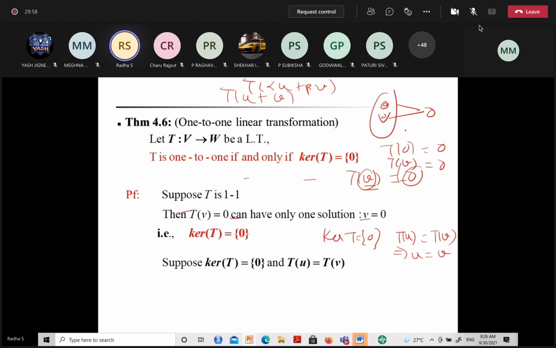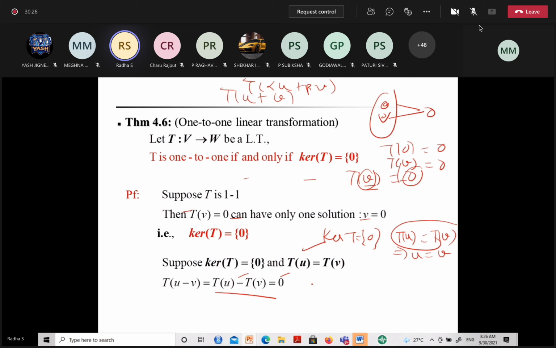Whenever T of U and T of V are same, then U and V are same, right? So I am assuming T of U equal to T of V and I'll try to prove that U is equal to V. Very simple. Take T of U minus V. Just now I told you T of U minus T of V is equal to 0. Why is it equal to 0? Because I have assumed T of U equal to T of V. So T of U minus V is 0.